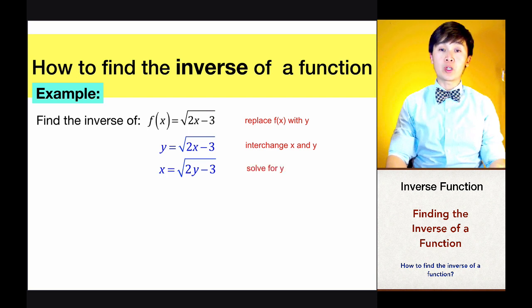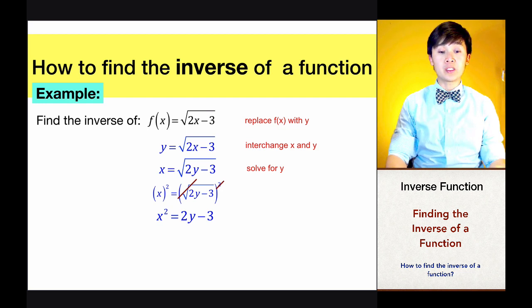And from here we're going to be using algebra to solve for y by performing two or more steps. In this case, our first move would be to raise both sides to the power of 2, so we can get rid of the square root with y. By canceling our square root with the square, we are left with x squared equal to 2y minus 3. And to have y by itself, the next step is to add 3 on both sides.